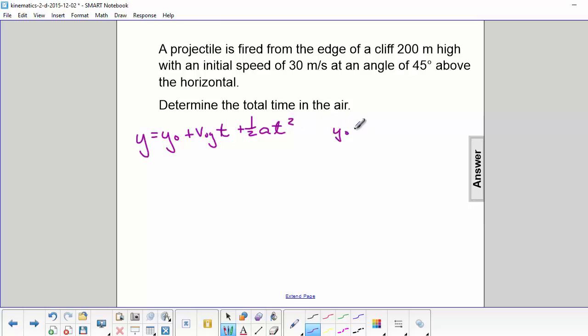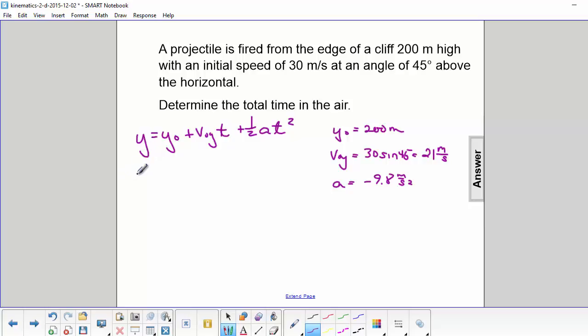So y naught is 200 meters. V naught in the y direction is 30 times the sine of 45, which is 21 meters per second. And of course the acceleration is negative 9.8 meters per second squared. So let's plug those things in. I'm going to leave out the units for now.